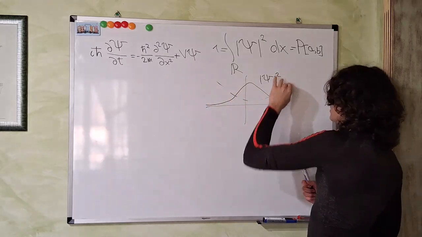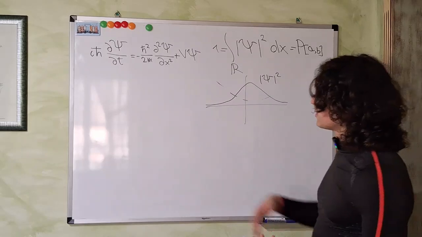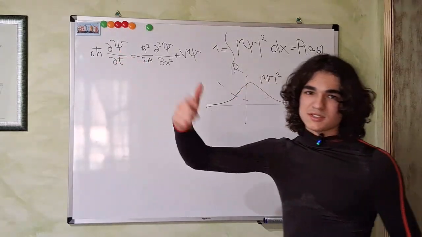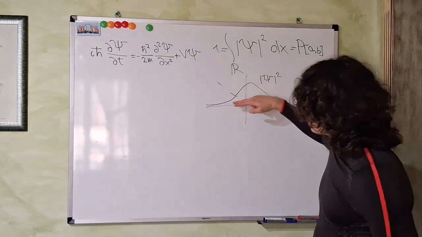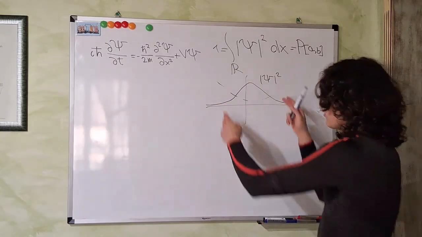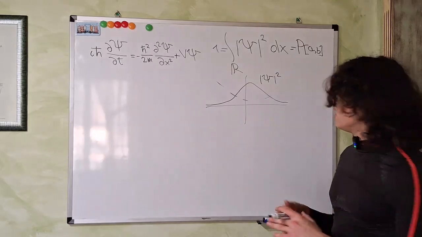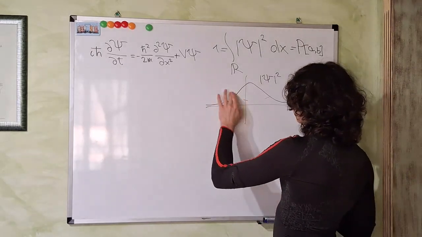And this condition also implies that the higher ordered derivatives of this function, so the first, second, and so on, all go to 0 as x approaches plus or minus infinity, and also the wave function has to go to 0, as you can see from this example. This is logical, of course.